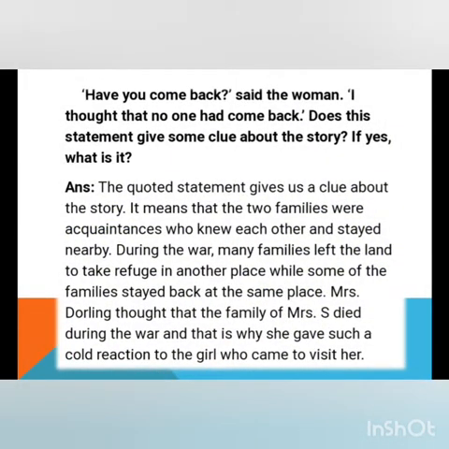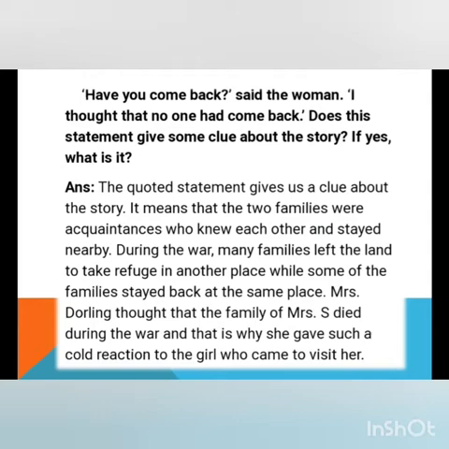Now this is an extract from the story. "Have you come back?" said the woman. "I thought that no one had come back." Does this statement give some clue about this story? If yes, what is it? This is one of the questions from your textbook. Let us look at the answer.